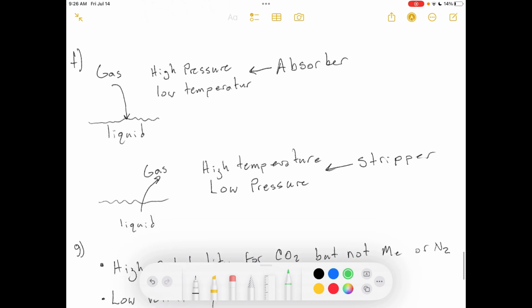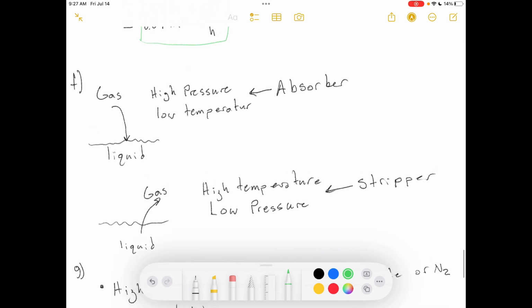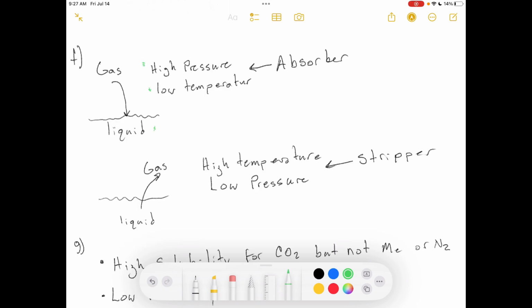Okay. Part F. Would you guess that TS would be higher or lower than TA? Explain. Hint, think about what happens when you heat a carbonated soft drink and what you want to happen in the stripper. What about the relationship of PS to PA? Okay, so here are two things. High pressure and low temperature makes gas go into a liquid. Okay? High temperature and low pressure makes the gas come out of the liquid.